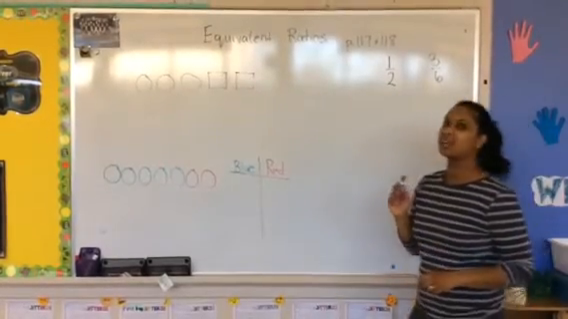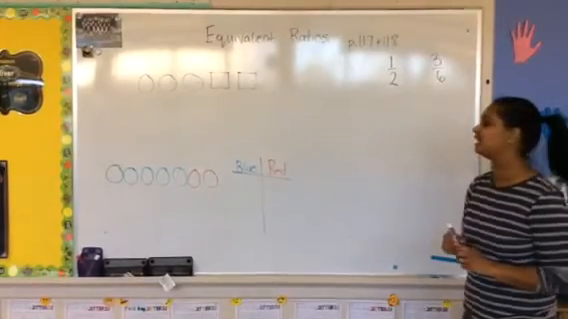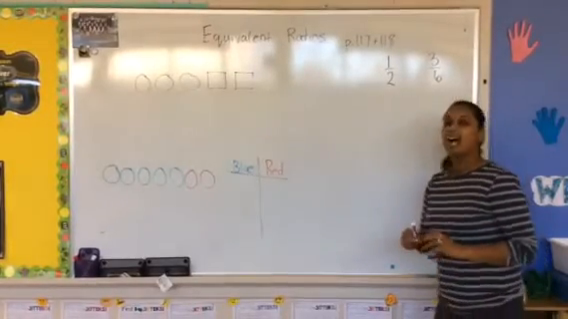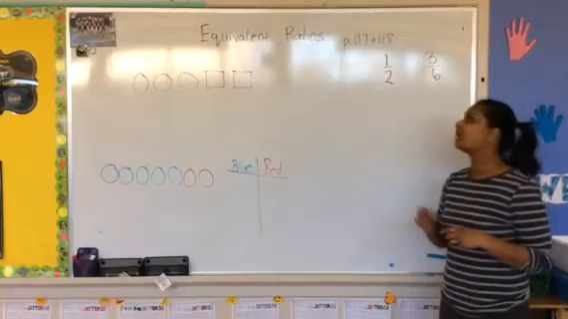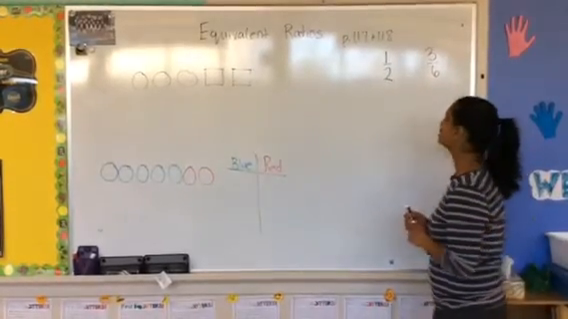Everyone, today I'm going to be talking to you about equivalent ratios, pages 117 and 118 in your Jump Math book. I'm going to start by doing a little review, and I'm actually going to talk about fractions first because it will relate to what we're doing with ratios.